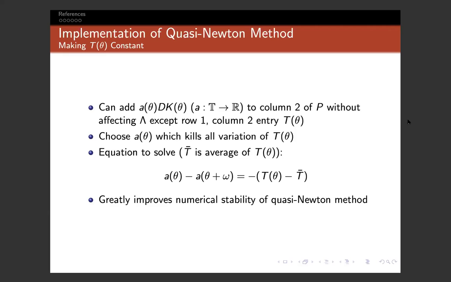Just a of theta minus a of theta plus omega is equal to negative t of theta minus its average. And we have to take away the average because, on the left-hand side, the constant terms of a, when you talk about the Fourier coefficients, are going to cancel out. So you cannot have any constant term on the right. That's why we subtract the average. And doing this, solving for a, and then adding a of theta times dk of theta to column 2 really improves the numerical stability of the Quasi-Newton method. So that's just another numerical curiosity that's worth doing.